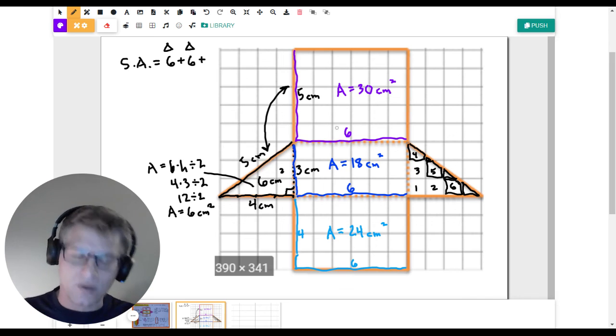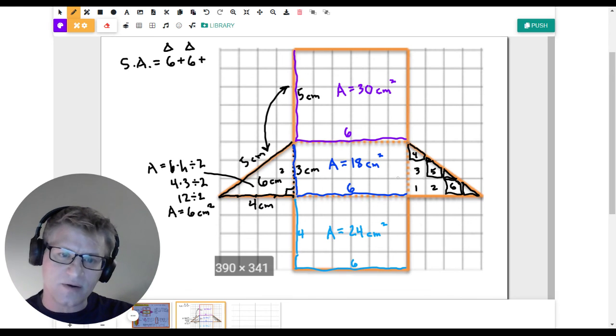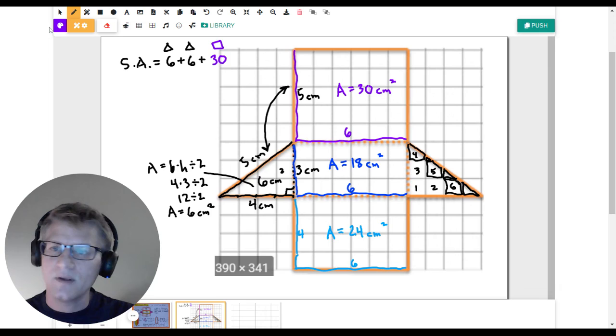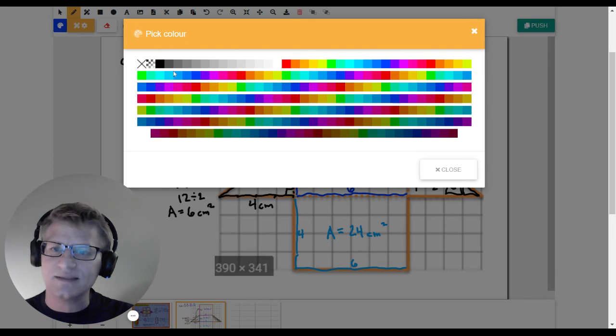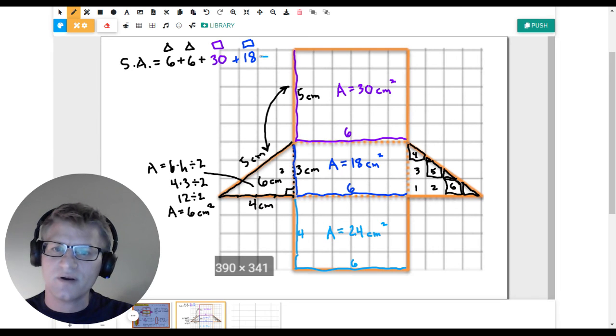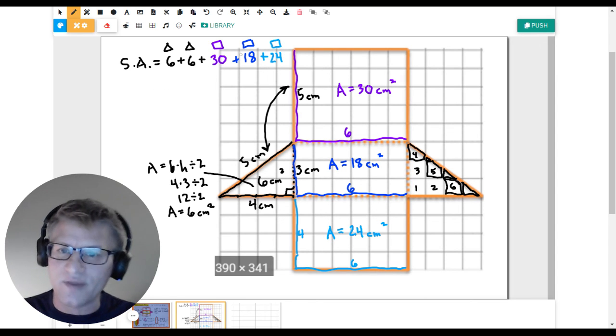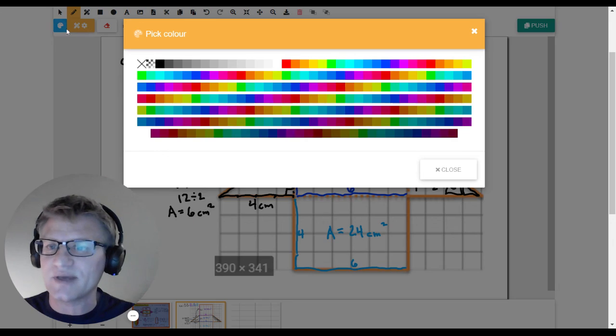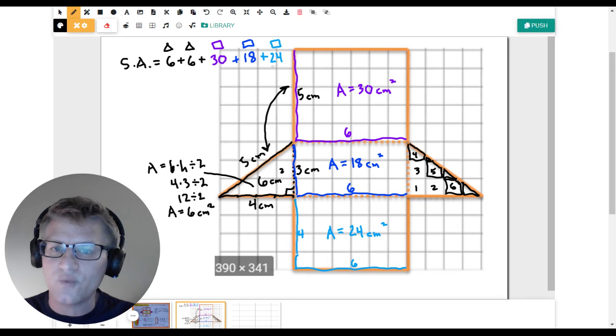Now, notice how much smaller the triangles are; these numbers are way bigger than the triangles, right? So what we're going to do is say 6 plus 6 plus 30, that's a rectangle, right? Plus blue, we're going to say plus 18, that's our middle rectangle. And then lastly, plus 24, and that's our bottom rectangle. We add all these together. I look for numbers that go together nicely because I love to do mental math.